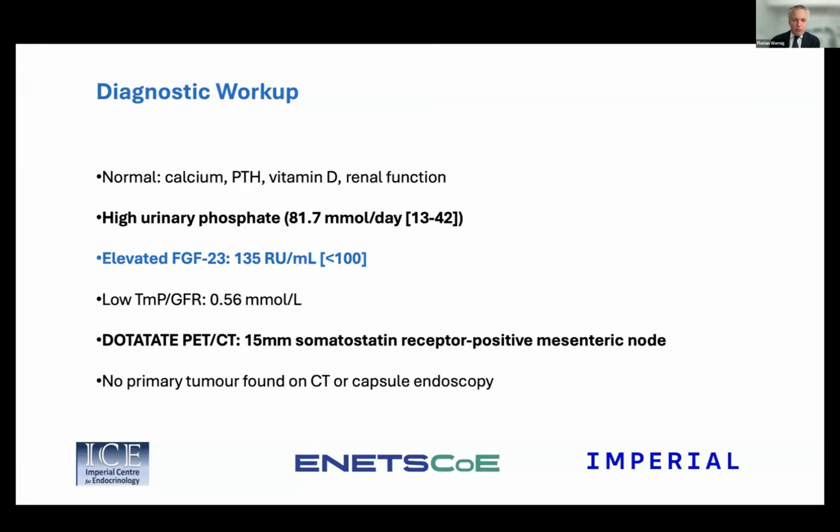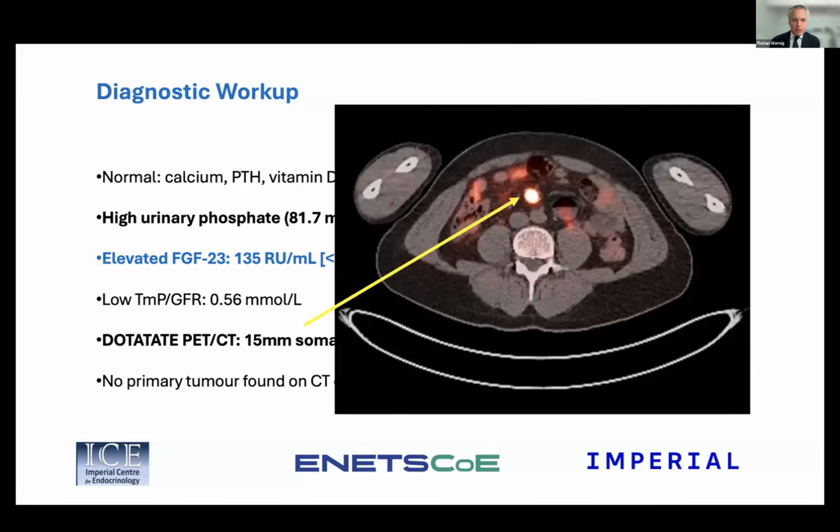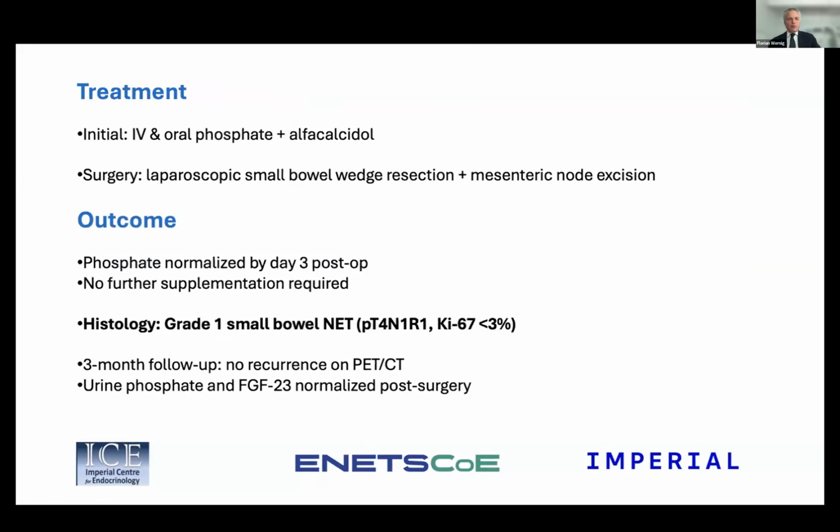We didn't find a primary tumor on CT or capsule endoscopy. And what you can see here is this very intense DOTATATE avid mesenteric node in the proximity of the small bowel. His initial treatment was intravenous and oral phosphate and alfacalcidol, and he underwent surgery together with a small bowel wedge resection, which actually identified a small bowel primary and the mesenteric node. Interestingly, his phosphate normalized by day 3 postoperatively, and he did not require any supplementation. He has not required any supplementation since.